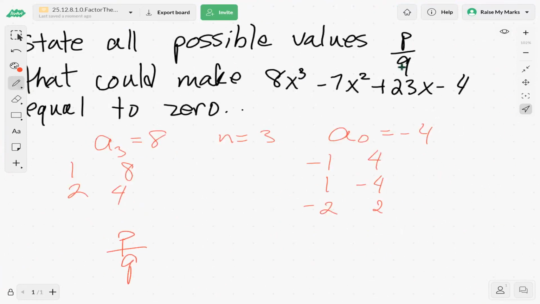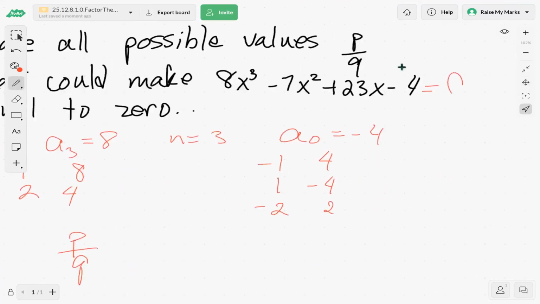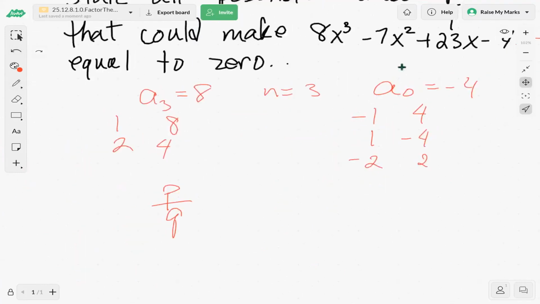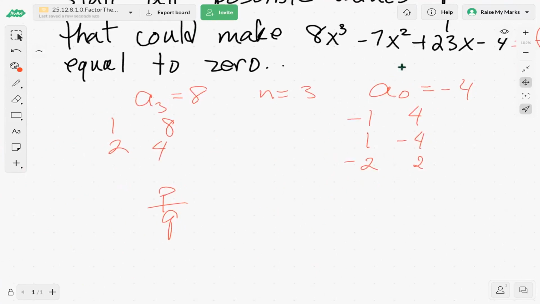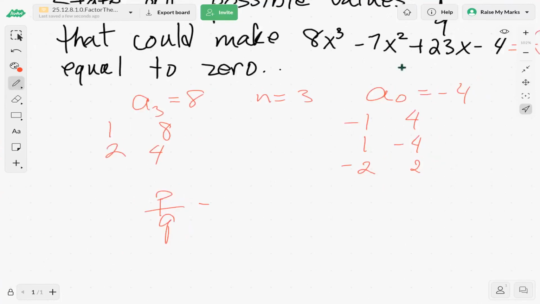All possible ratios p over q are going to give us values that could make our function, let's give it a name, f of x, equal to 0. So p is a factor of a0, and q is a factor of a sub 3, our leading coefficient. So we'll just write out a few possibilities. For example, if we take p to be -1 and q to be 1, this would be -1, one possible value that would make our polynomial equal to 0.